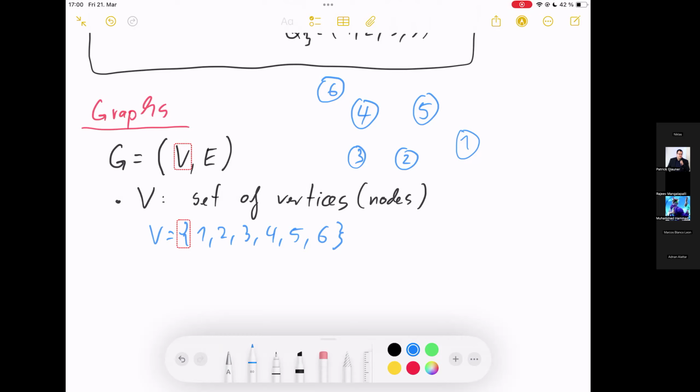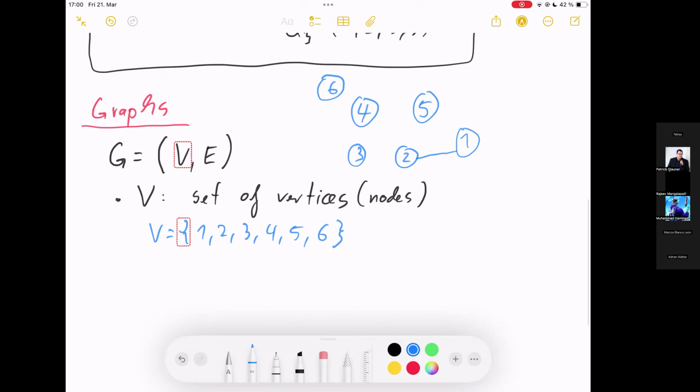But now we can connect our vertices in some way. We can say, for example, the 1 is connected to the 2, the 1 is connected to the 5, the 2 and 5 are connected, 2 and 3, 3 and 4, 4 and 5, and 6 and 4. They are connected. And this is something I need to describe in E, because E is the set of edges.